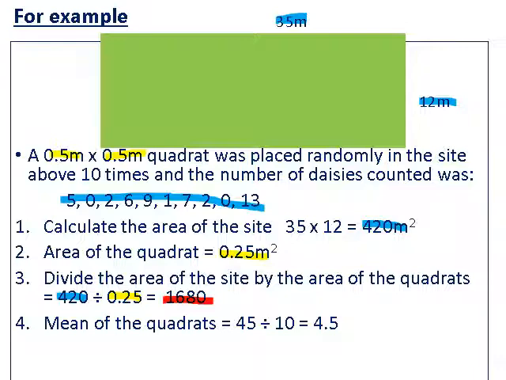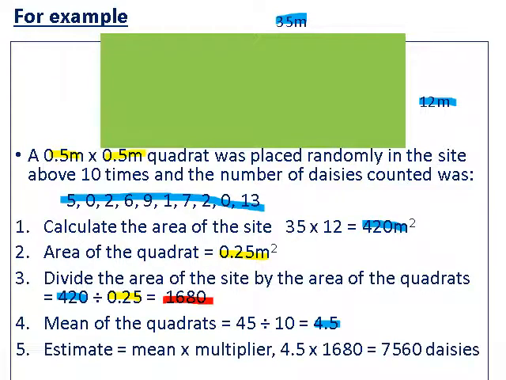I need to remember that in my sample site, I can fit 1,680 quadrats. So my final thing to do is I need to do my mean, and I times that by my multiplier, which is in red. So mean times by the multiplier would be 4.5, and I times that by 1,680, and that will give me an estimate for my field of 7,560 daisies.